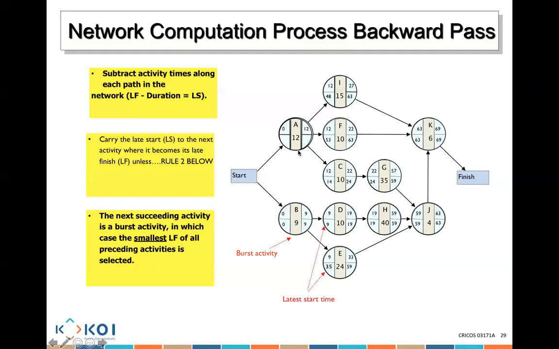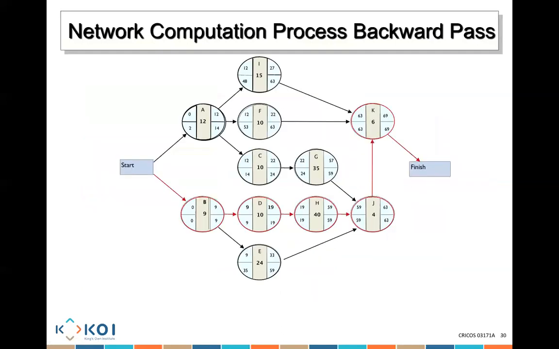And what about here? Which one is the smallest here? 14, 53 or 48. 14 is the smallest. 14 minus 12 gives me 2. So this basically gives me all my calculations here.